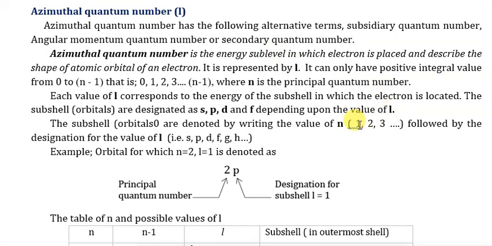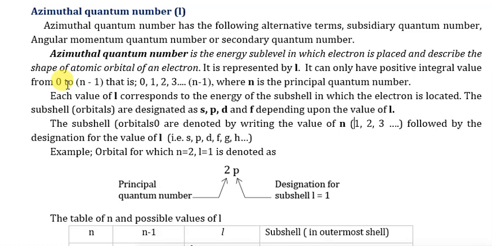But how do we know how many energy sublevels zinakuwepo kwenye shell? Tunajuaje? So that is not the thing that we guess. There are some formulas which we use to know the number of energy sublevels and what those energy sublevels are in that shell. Kwa hiyo azimuthal quantum number inakuwa represented by small l. So it can only have positive integral values from 0 to n-1. Azimuthal quantum number inaanzia 0 hadi n-1.